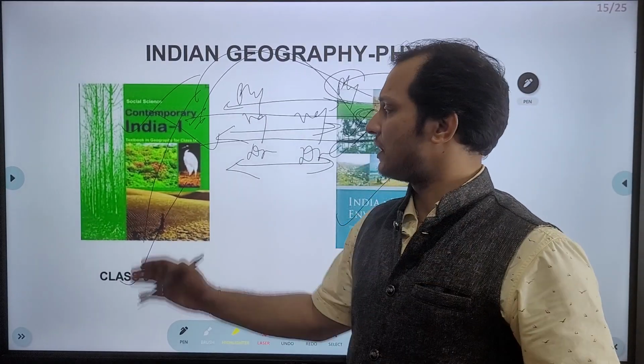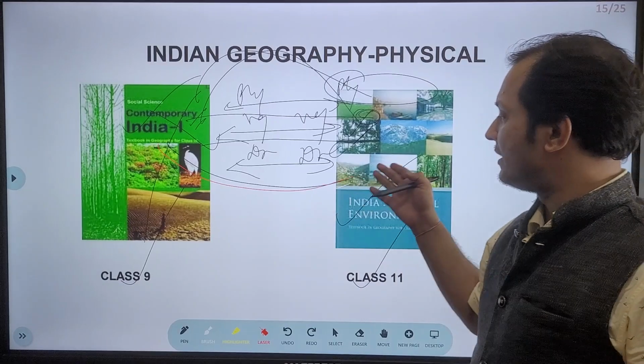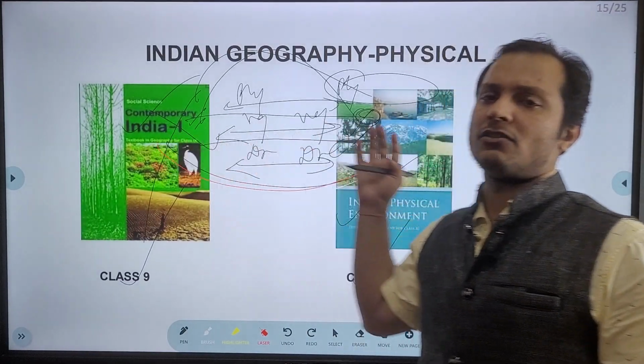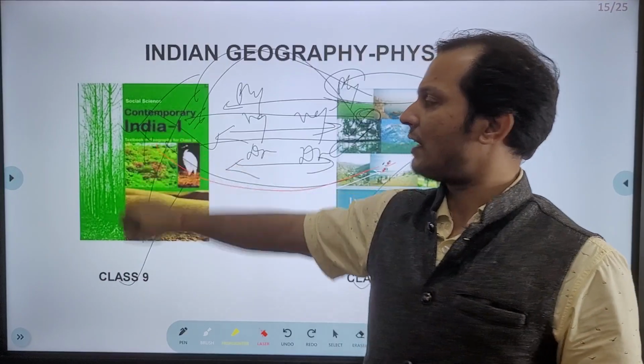And 90% of the content of this book, you will find in this book also. Only some small facts will be extra, which you can write down in here. And after that, you can discard this book.